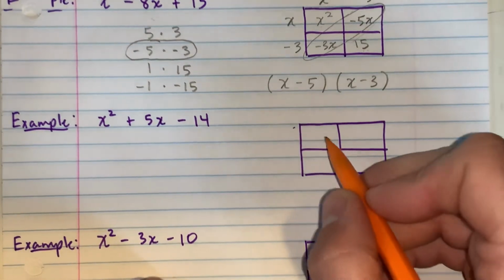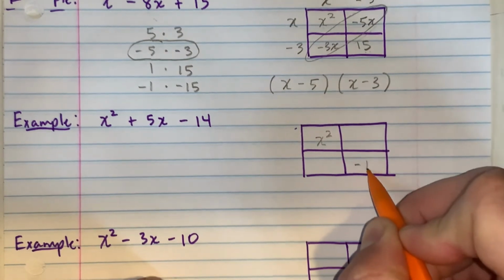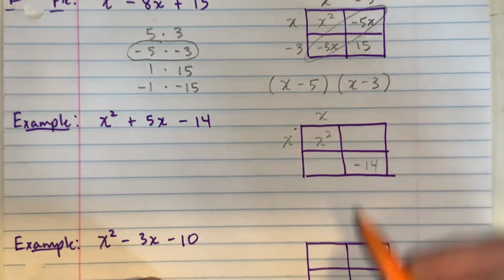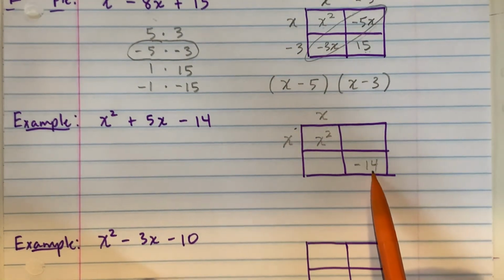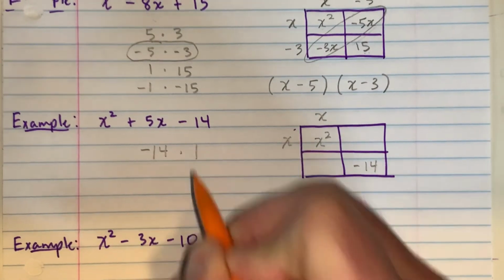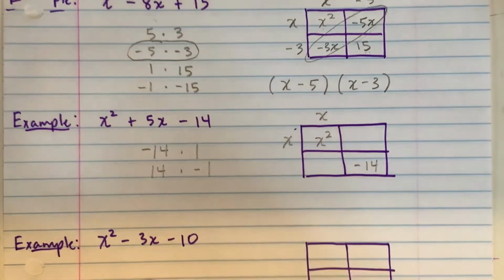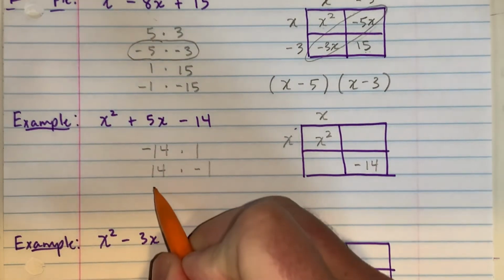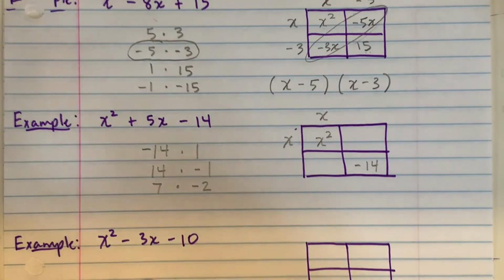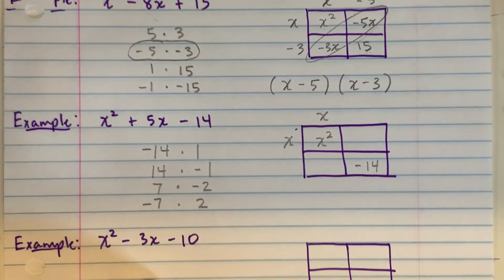So we've got our x squared here. We've got our -14 here. All right, so we know we've got to have an x and an x. Numbers that are going to multiply to -14. So -14 multiplied by 1. +14 multiplied by -1 would work. We know that 7 and -2 would work. And we also know that -7 and +2 would give us a -14.